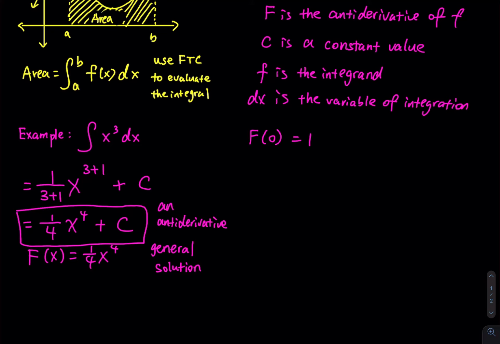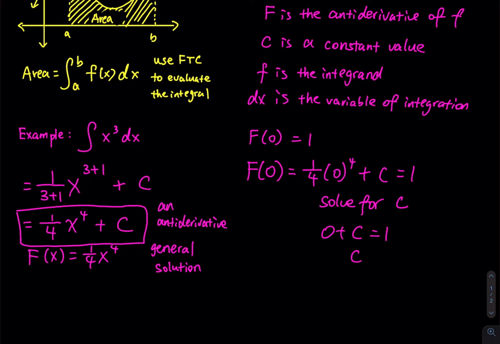So F of 0 is equal to 1. That means when x is equal to 0, y is equal to 1. So F of 0, you plug in the 0 to the function. So 0 to the fourth plus c is equal to 1. And then you have to solve for c. It's easy. 0 plus c is equal to 1, so that means c is equal to 1. And then now you write the answer: 1 over 4 x to the fourth plus 1. So this is called the antiderivative, right? And then we call this the particular solution.